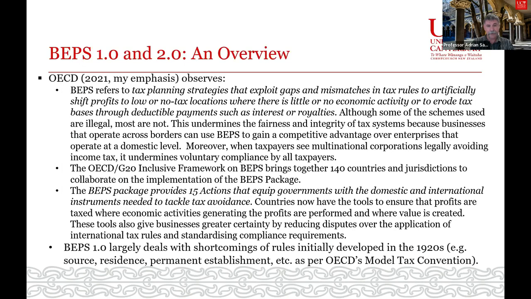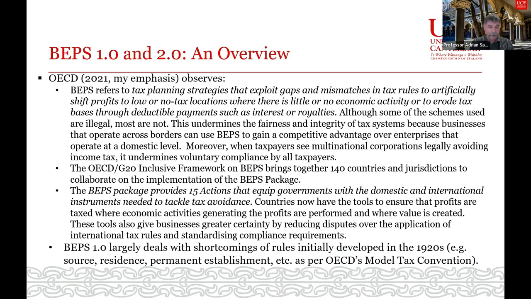So the original BEPS package had 15 actions that were designed to equip governments with the domestic and international instruments needed to tackle this global or cross-border tax avoidance. So there's tools to ensure that profits are taxed where economic activities generate those profits are performed and where the value is created. This is designed also to give businesses greater certainty to reduce disputes, because obviously it's one thing to have a dispute within your jurisdiction. It's much more challenging for a business to have disputes that apply cross jurisdictions.